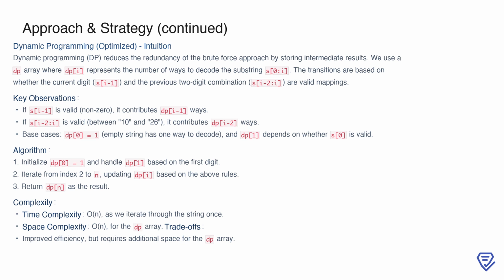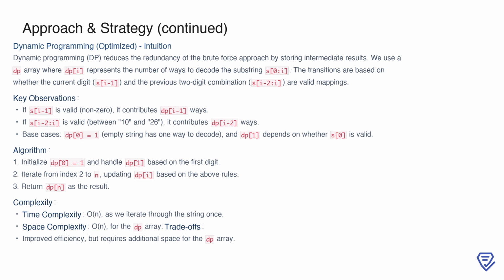Specifically, if the current digit is valid, that is, it's non-zero, it contributes the same number of ways as dp[i-1]. Similarly, if the two-digit substring is valid, meaning it's between 10 and 26, it contributes the number of ways from dp[i-2]. We handle base cases by initializing dp[0] to 1, since an empty string has one valid decoding, and setting dp[1] based on whether the first digit itself is valid.